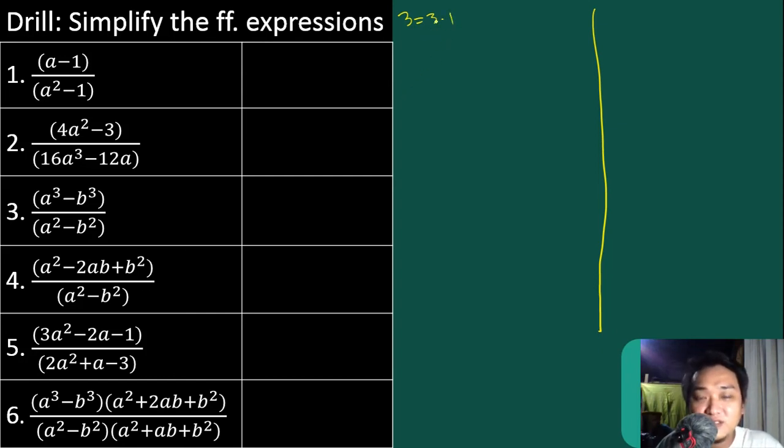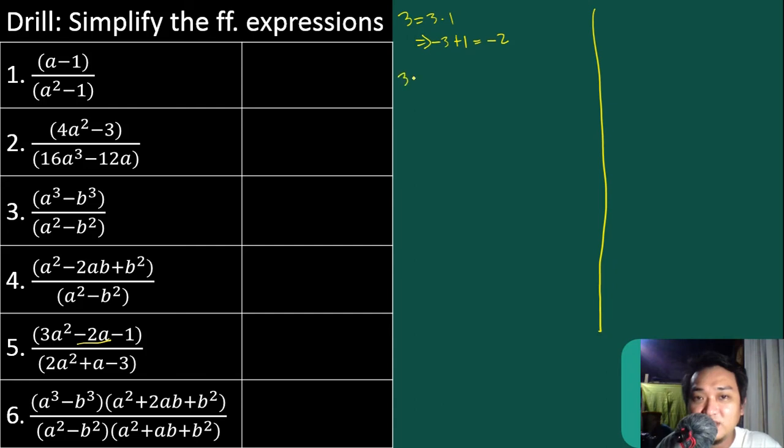And what will be the proper sign of 3 and 1 that will make negative 2? That will be negative 3 plus 1. Negative 3 plus 1 is equivalent to negative 2. Okay, so now we are ready to factor. But first, let us expand the middle term, the negative 2a.